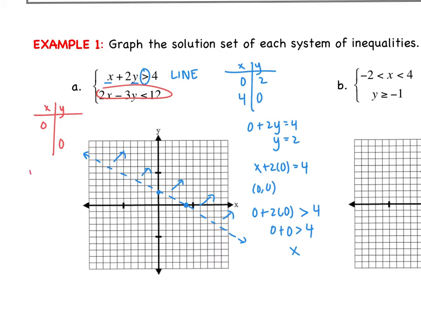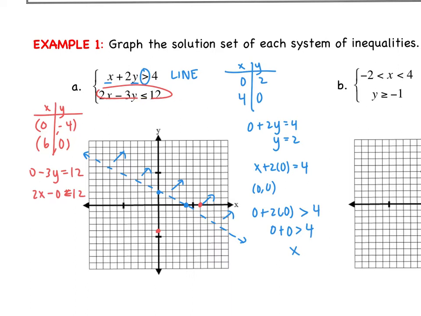If I plug in a 0 for x, I get 0 minus 3y equals 12. So my y is negative 4. If I plug in a 0 for y, I get 2x minus 0 equals 12. So my x is 6. So then these are the 2 points that I'm graphing. 0, comma, negative 4 is right here. 6, comma, 0 is right here.